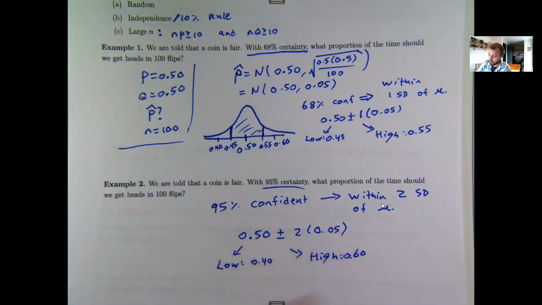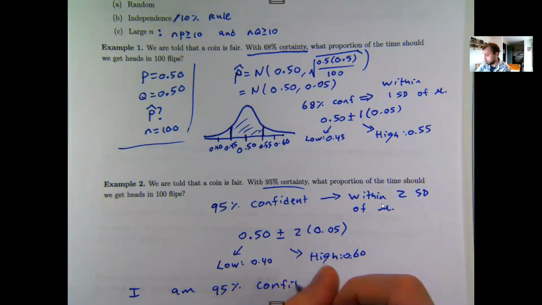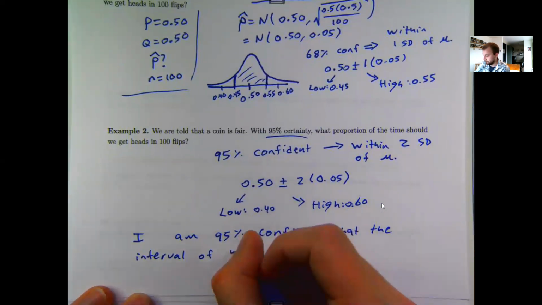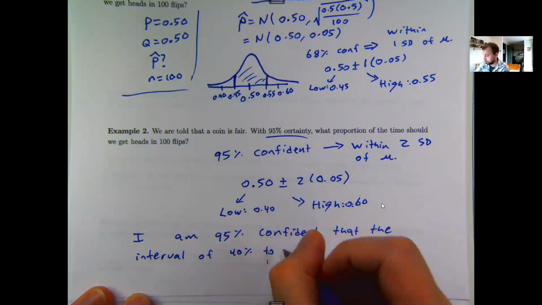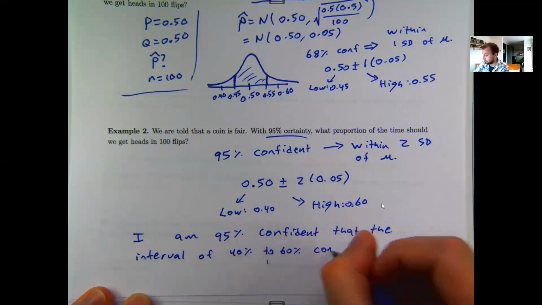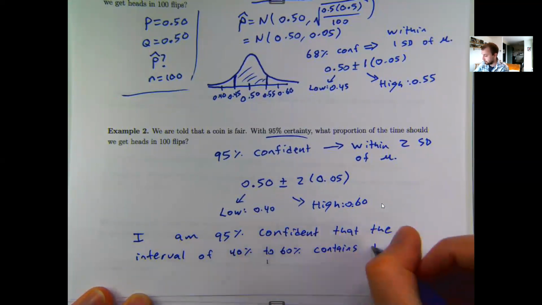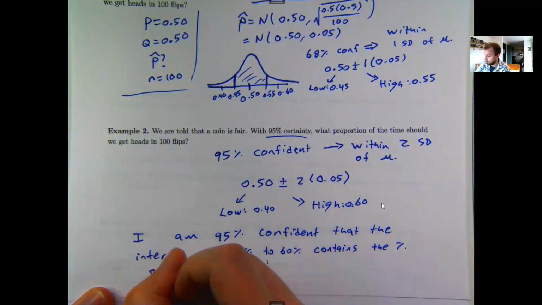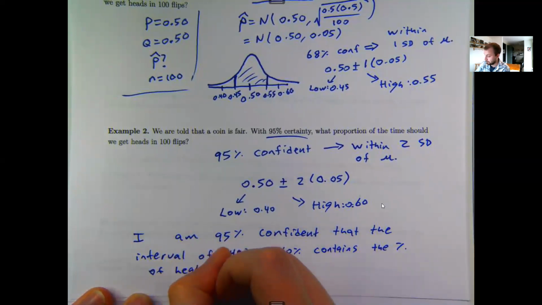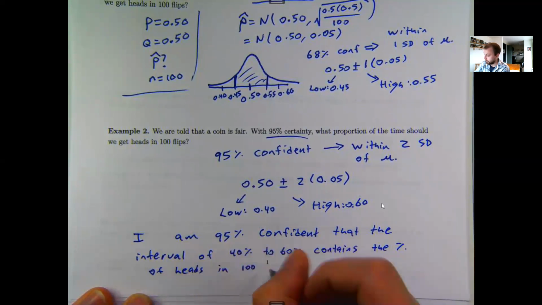My sentence that would go along with this is I am 95% confident that the interval of 40% to 60% contains the percent of heads in 100 flips.